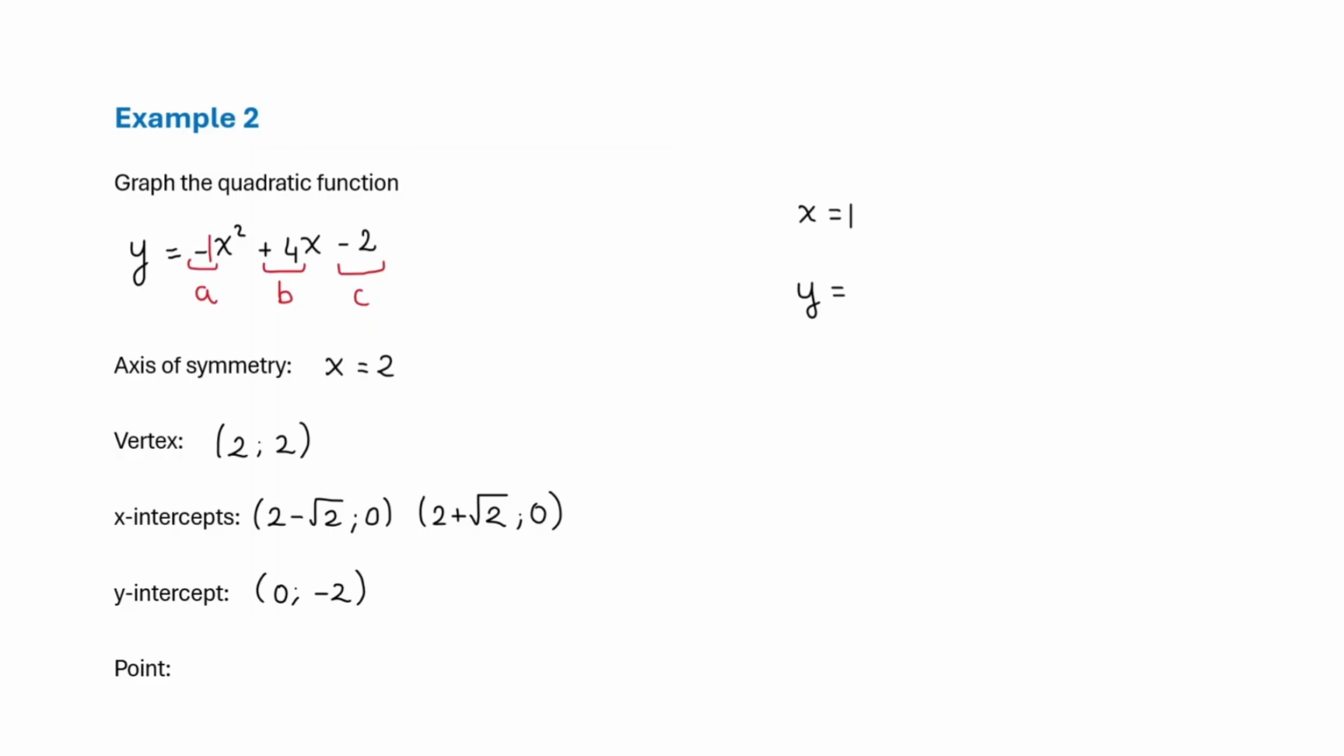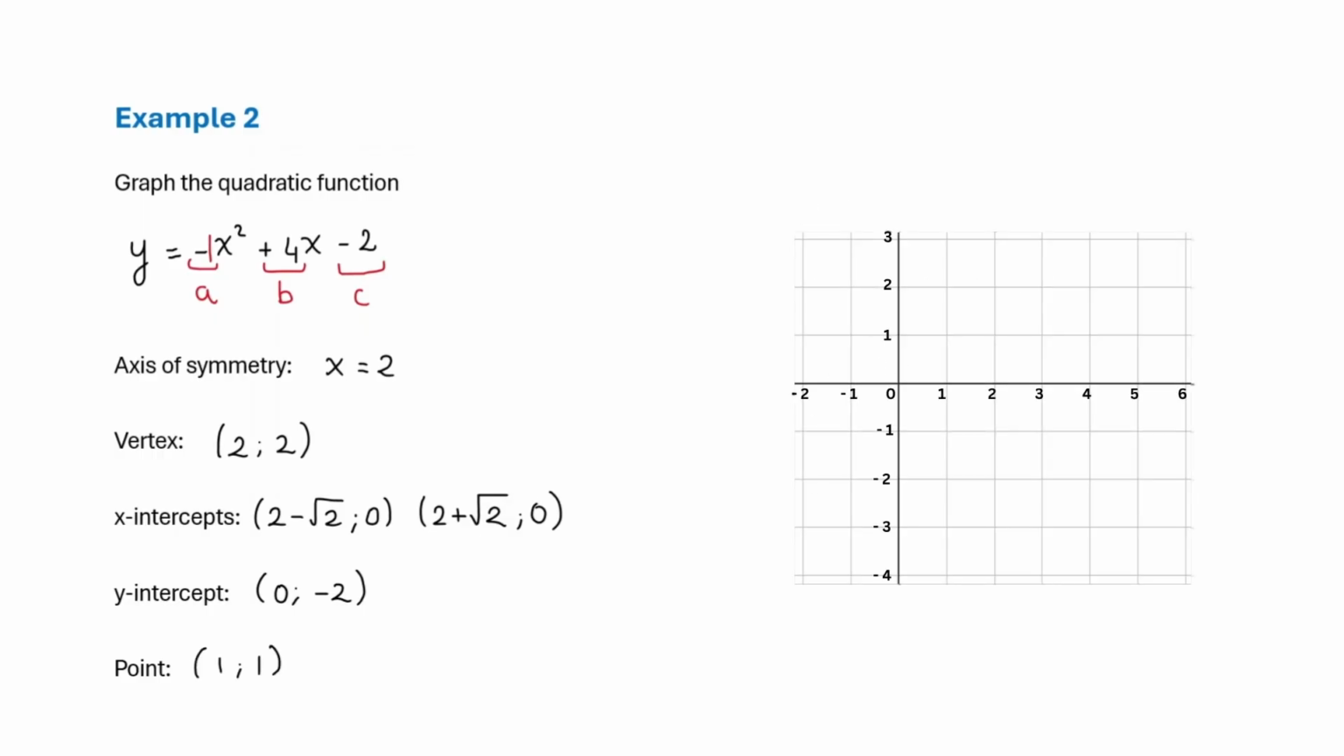Substituting x equals 1 into the function gives us y equals the negative of 1 squared plus 4 times 1 minus 2. That is -1 plus 4 minus 2, which gives us y equals 1. This gives us another point on the parabola, the point 1, 1.